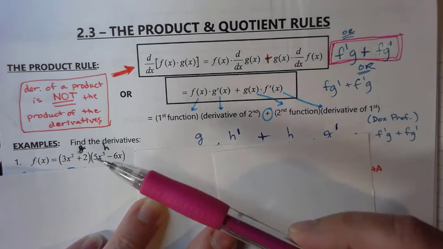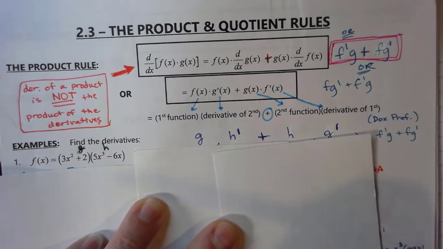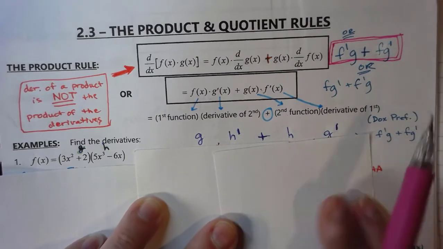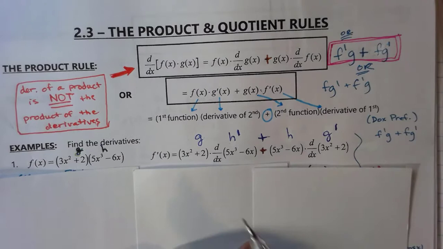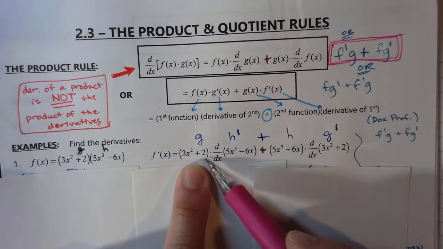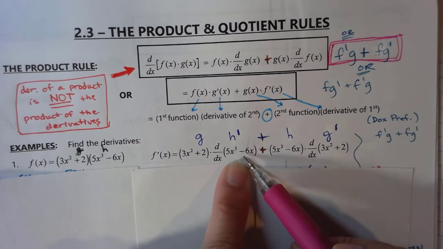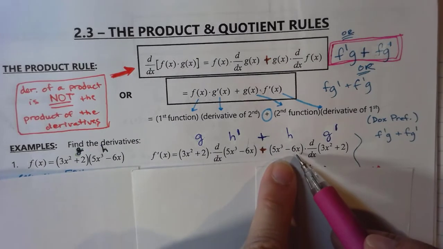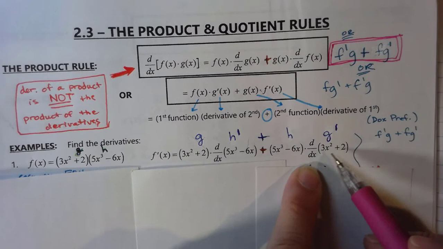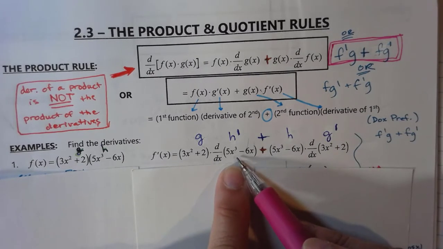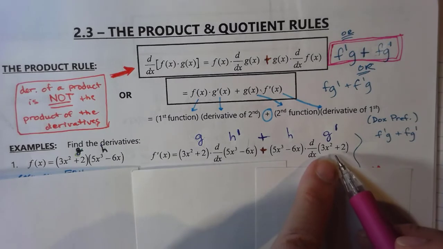So if I'm looking at the product of g times h, we always want to write this out first: gh prime plus hg prime. And now we can say g, which is 3x squared plus 2, times, I'm going to take the derivative of h, that's what this notation means, plus h times, I'm going to take the derivative of g. Now we can see that h prime would be 15x squared minus 6, and g prime would be 6x.